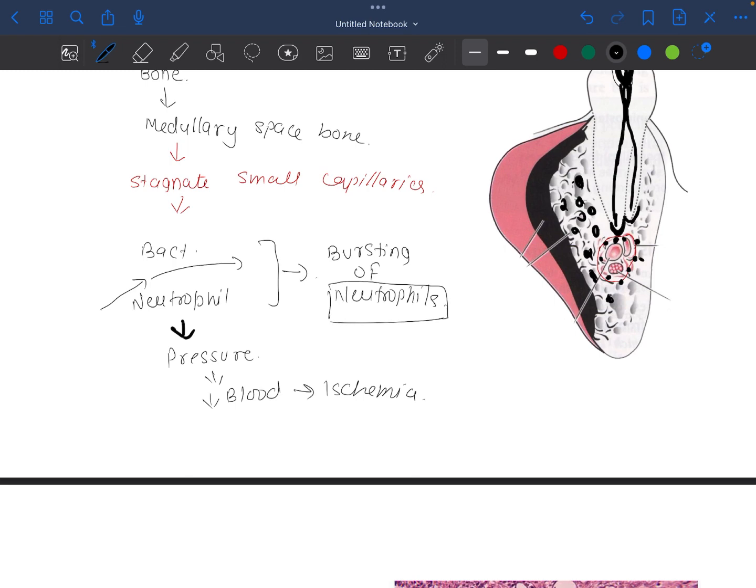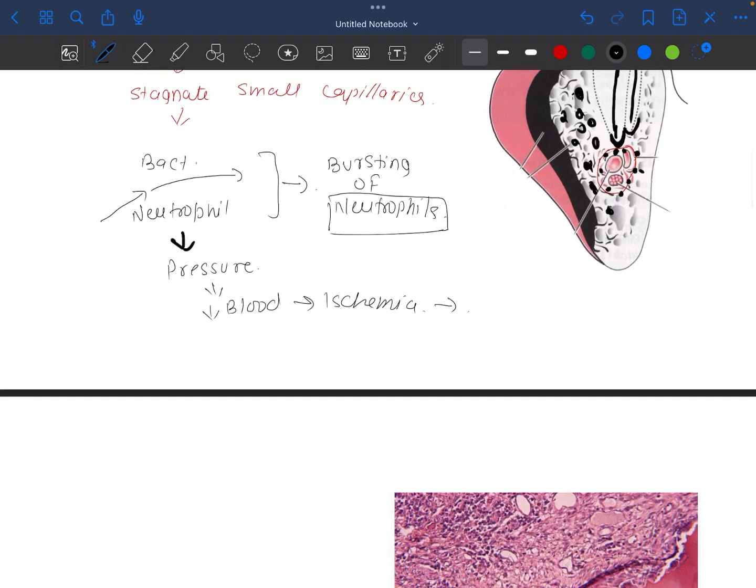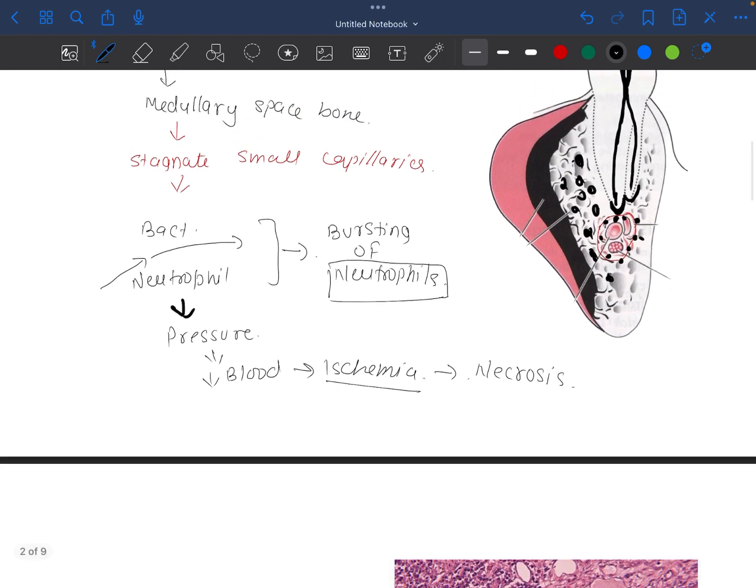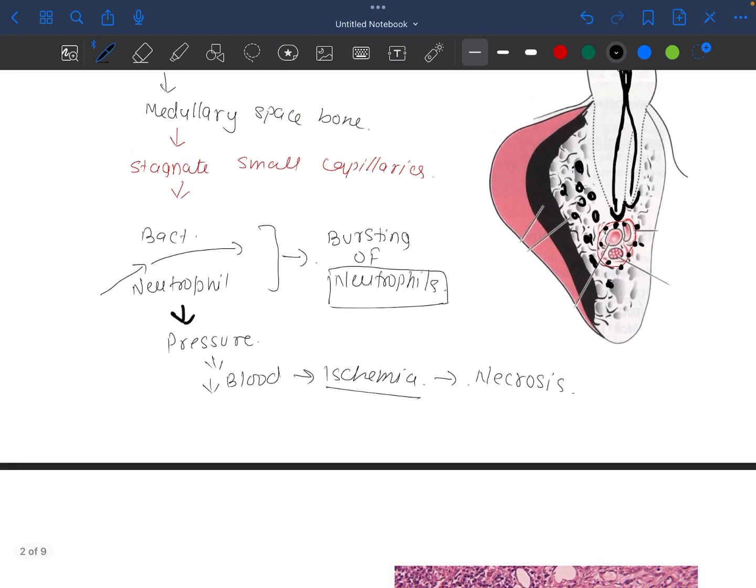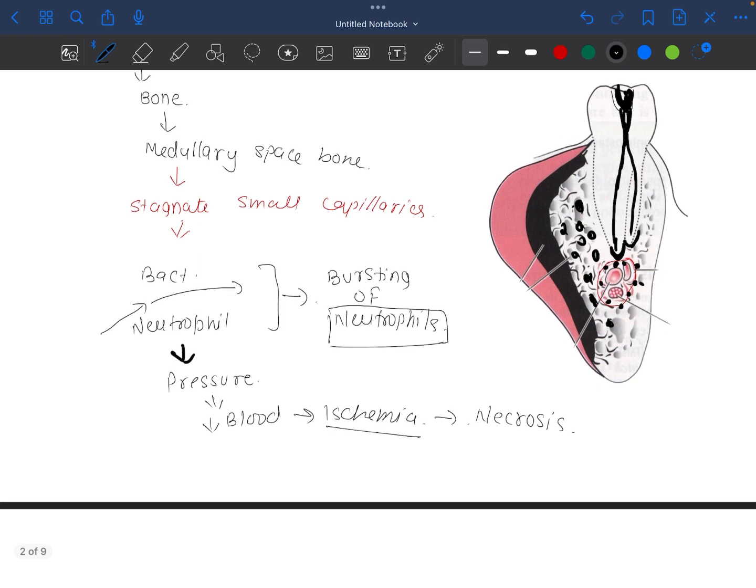And now your bone has ischemia, and then it always progresses to necrosis, right? Ischemia is basically lack of blood supply. And if there is lack of blood supply, either it will cause necrosis, or in special organs it will cause infarction, myocardial infarction or brain infarction, right? So in bone it will cause necrosis of the bone.